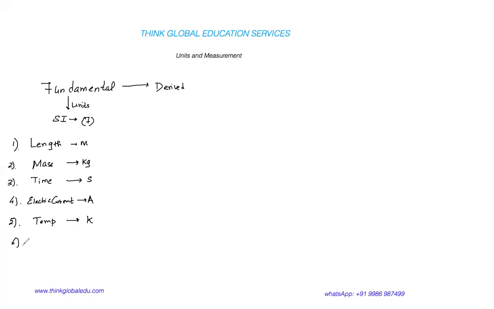The sixth fundamental quantity is amount of substance. You can just write it as amount. The unit of amount of substance is mole. The seventh and last fundamental quantity is luminous intensity. The unit of luminous intensity is candela, which is represented by cd, and mole is represented by mol.